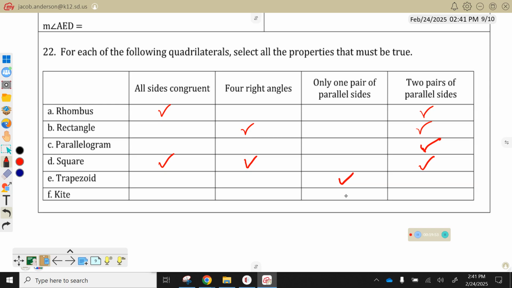A kite doesn't have any parallel sides whatsoever. It's got no right angles. I guess some of them do, but most kites don't have any right angles, and most kites don't have all sides congruent. So kite, I don't really have anything I can write down for that.